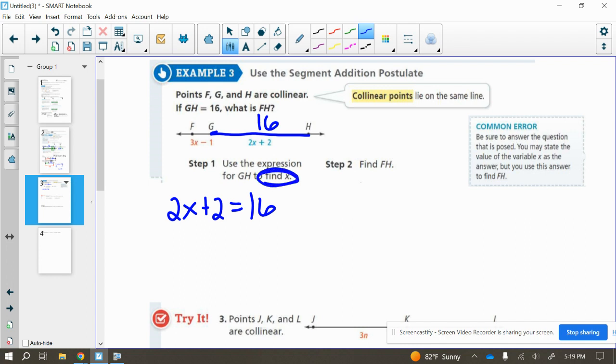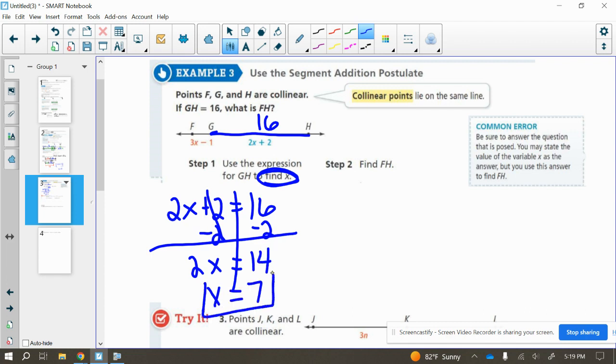Now, to solve for the value of x, we're going to solve this equation. We're going to get x by itself. So subtract 2 from both sides, and then divide by 2. We first find that x is going to equal 7. Now, the second step is they want us to find the length of FH, this whole segment here. We know part of it is GH, which is 16. We're missing, however, FG to find that total distance.